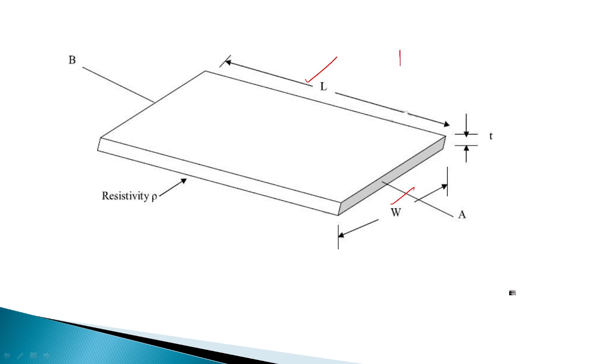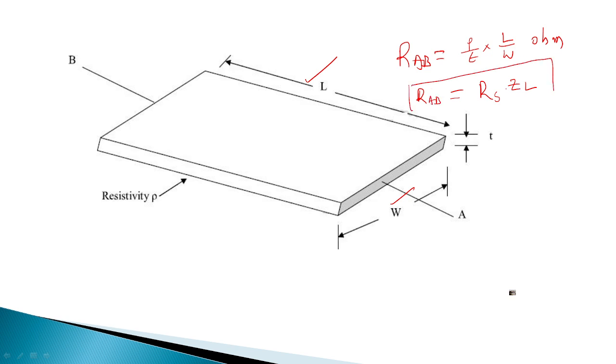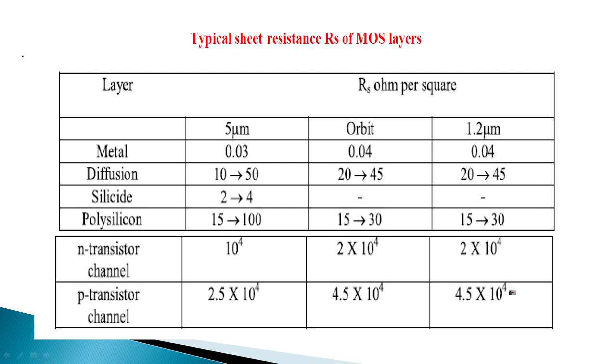As I said, R_AB, the resistance between A and B, is equal to the resistivity by the thickness of the sheet, and length by width of the sheet, in ohms. This is the sheet resistance, or you can assume it is the standard resistance multiplied with ZL. In simplification, we can write R_AB equals RS into ZL. I will take one example here.